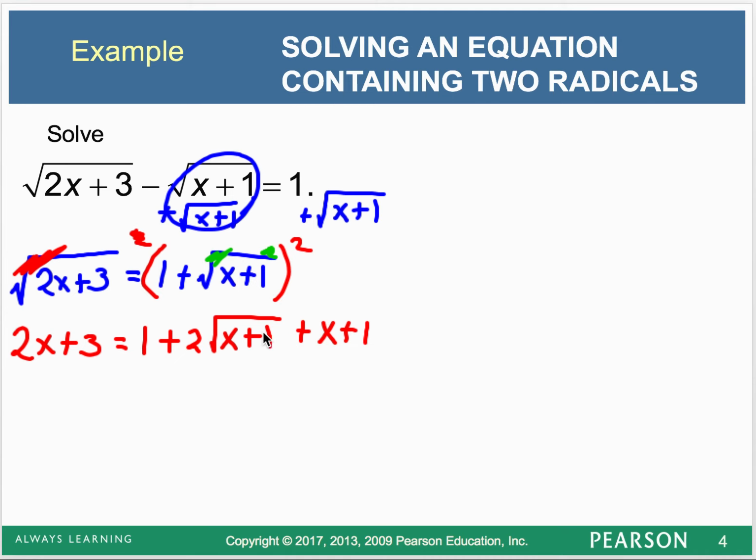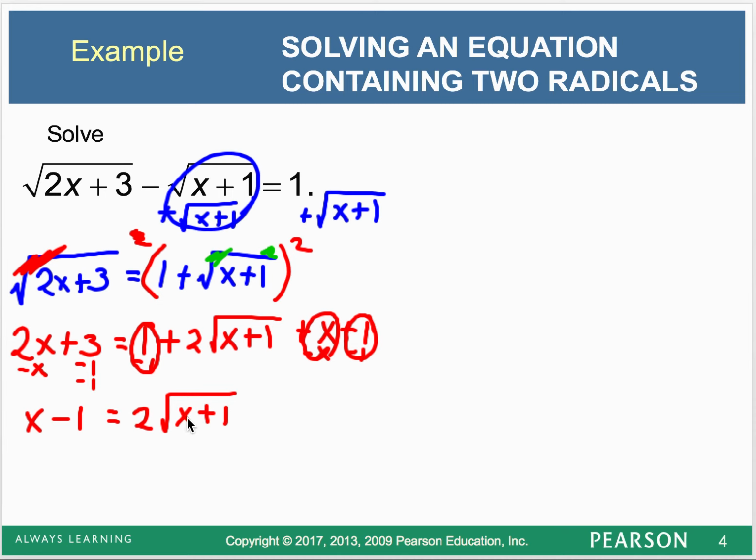So I wind up with plus x plus 1 without the radical because I've squared that. Okay, my radical didn't go away. If it did, I'd know something was wrong. You can only get rid of one at a time. So I've got to move everything over here and isolate that radical. I'm going to subtract 1, subtract x, and subtract 1 again. This gives me x. 3 minus 1 is 2, minus 1, equals 2 times the square root of x plus 1.